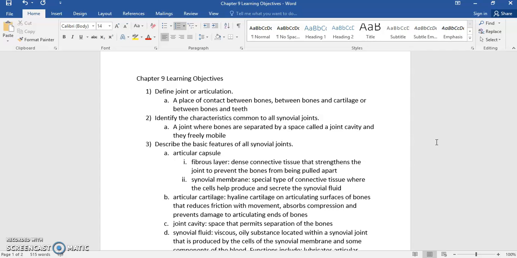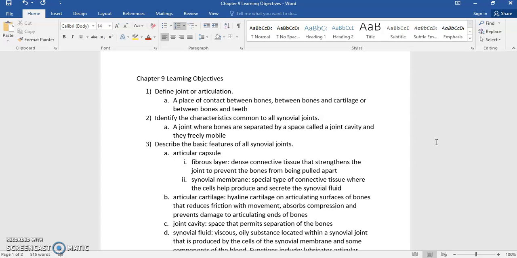So, the first couple of objectives is to define what a joint or an articulation is, and it's just a place where you have a connection or contact between maybe a couple of bones, 2 or 3 or 4, or maybe you have a connection between bones and cartilage, or bones and teeth. So those are all places that we call joints or articulations.